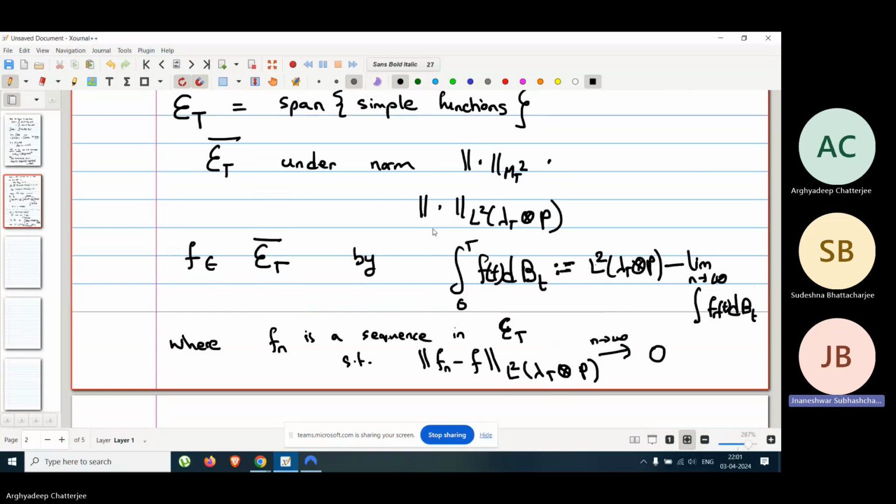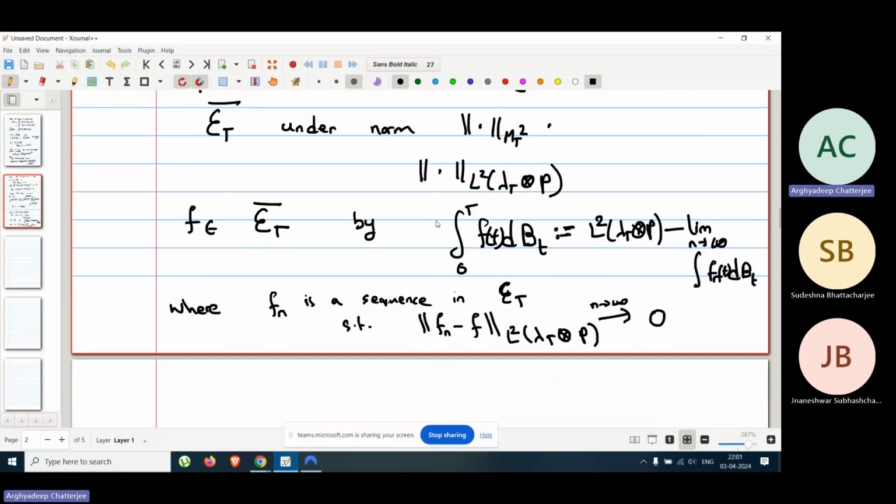For as long as the quadratic variation of the martingale is absolutely continuous with respect to Lebesgue measure, you can define it for adapted processes. But if not, you have some smaller class probably. Yes, okay.